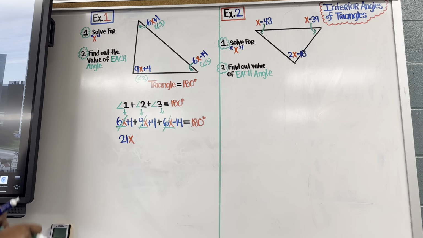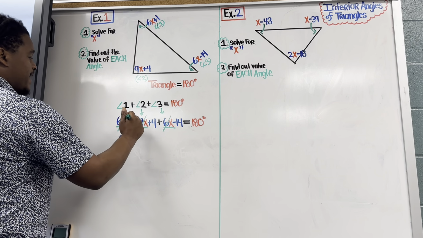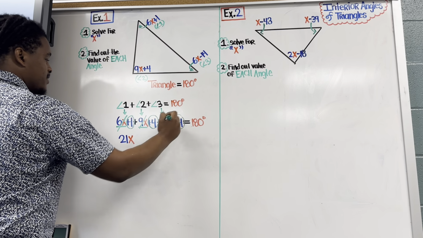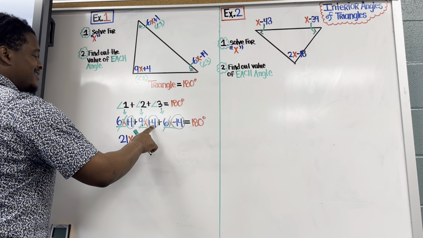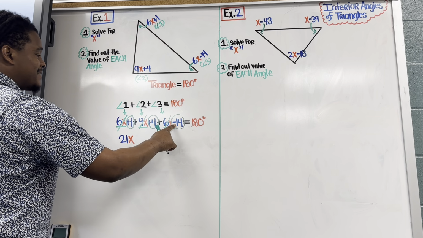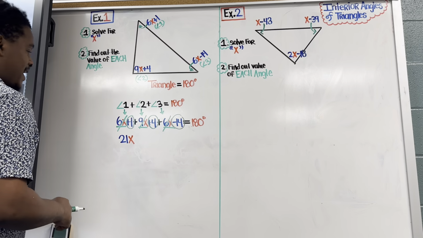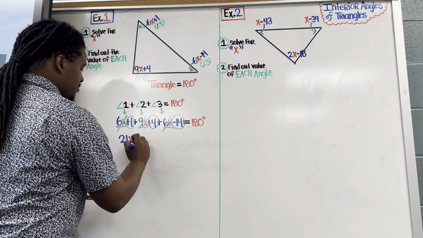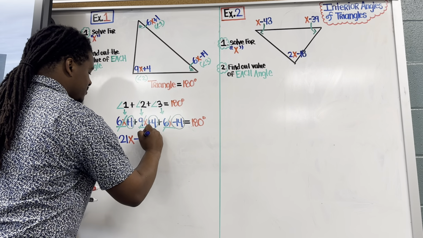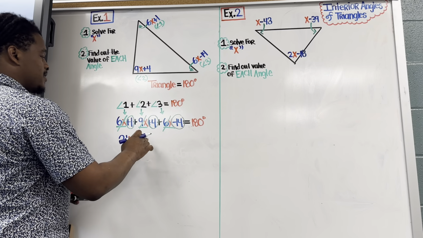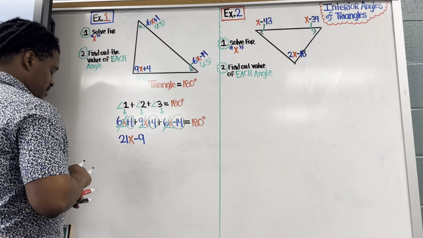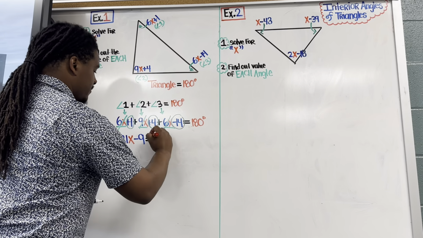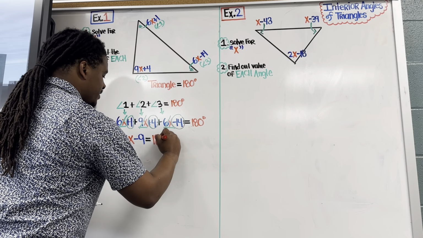Now, remaining, guys, I can combine this positive 1, this positive 4, and this negative 14. 1 plus 4 is 5. 5 minus 14 is negative 9. Let me make sure. Yes, that's negative 9, all equal 180 degrees, right?